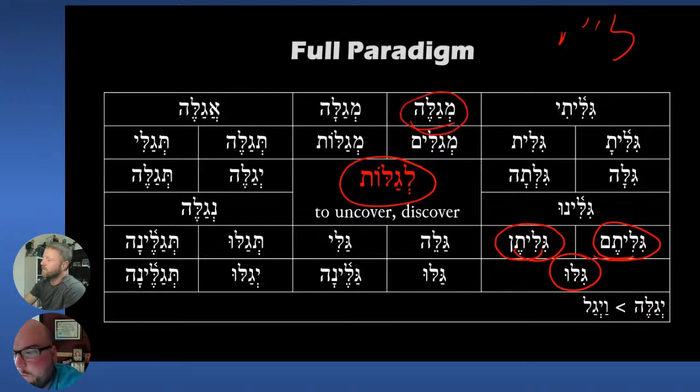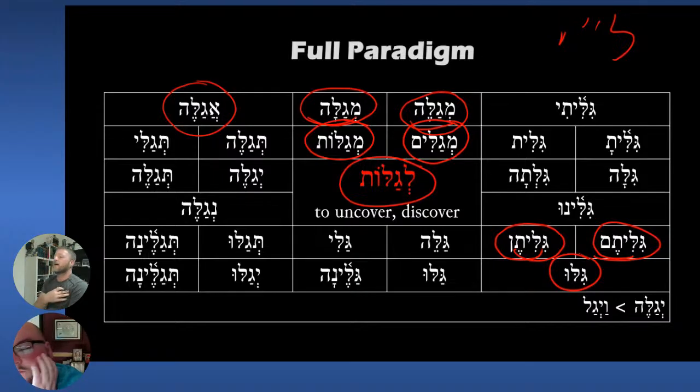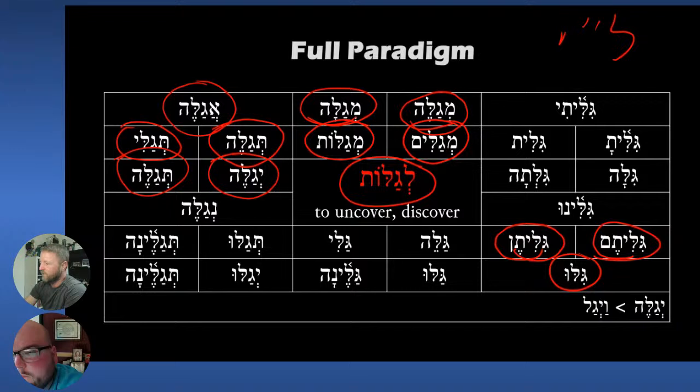Megale, megale, megala, megalim, megalot. Okay, the future. Agale. Agale lecha et hasod, I will reveal the secret to you. Tegale, tegali, yegale, tegale. Remember, these are always the same form. Negale, tegalu, tegalena, yigalu, tegalena.